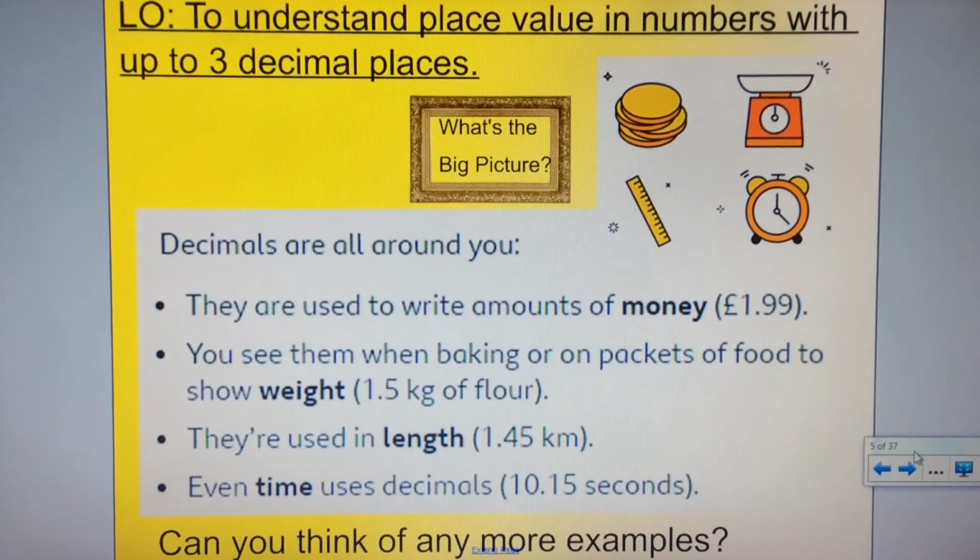Okay, so why do we need to learn about decimals then? Well, they're all around us. We use them for money, we use them for baking or on packets of food to show weight, we can use them for measuring length. And even time uses decimals. So lots of different measurements and money particularly. Can you think of any more examples when we might use decimals in real life? There are lots more examples.